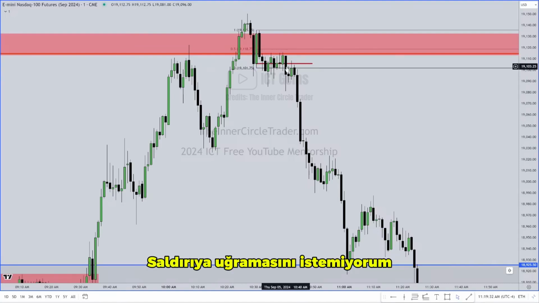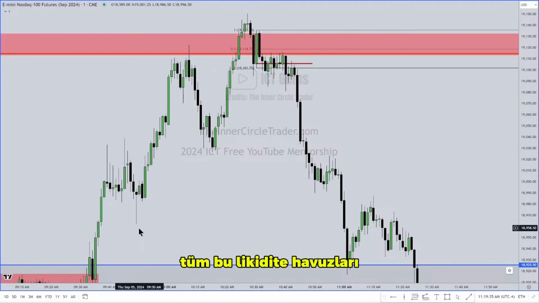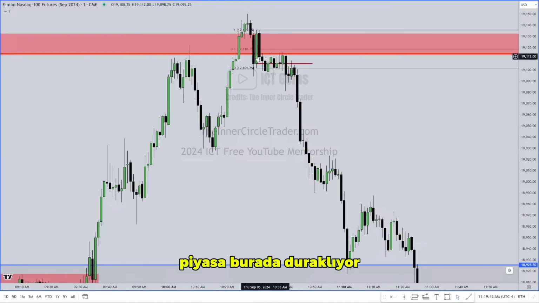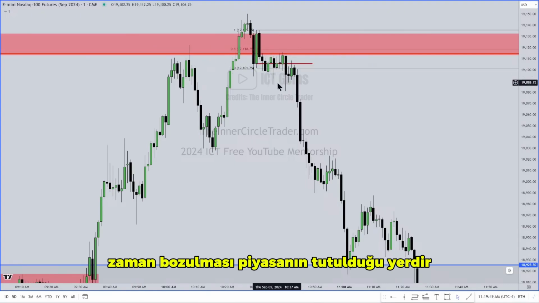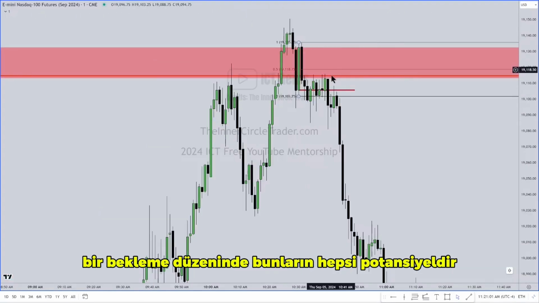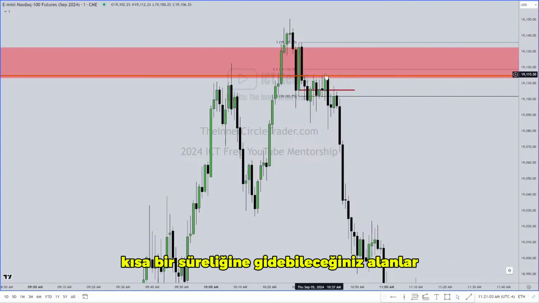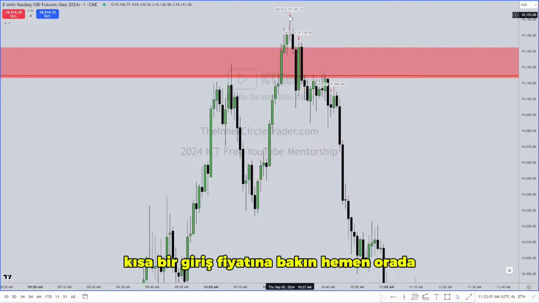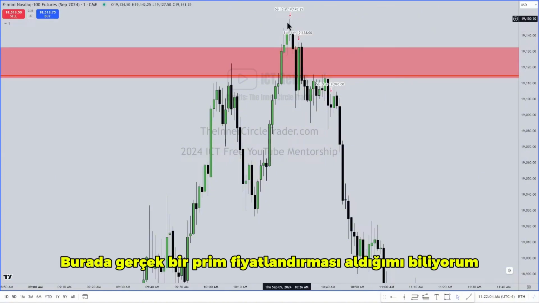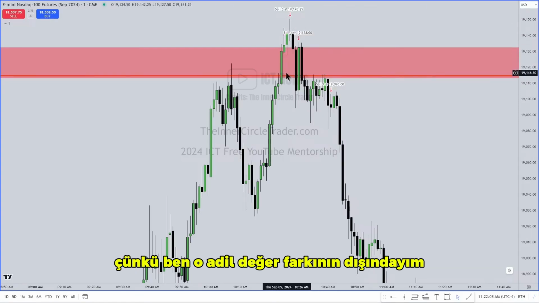I want to see it attack all these pools of liquidity. The market is pausing in here, and it's all time distortion. Time distortion is where the market's being held in a holding pattern. All of this is potential areas where you could take a short entry. Look at the price right there. I know I'm getting real premium pricing here because I'm outside of that fair value gap.